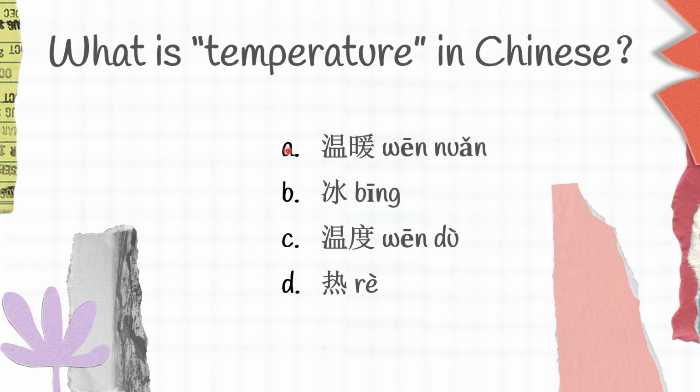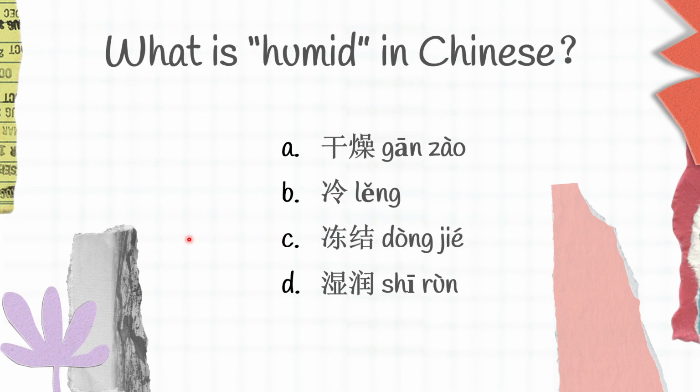So 温暖 is warm, 冰 is ice, 温度 is temperature, and 热 is hot. So the right answer for this question is C, 温度. The next question we have here, what is humid in Chinese? We have A, 干燥, B, 冷, C, 冻结, D, 湿润.